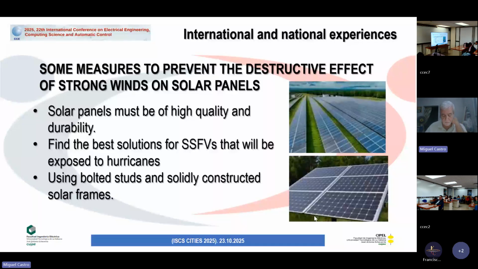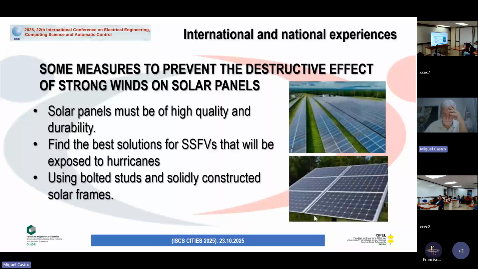In general, there are some measures that are considered important to prevent the destructive effect of strong wind on solar panels. Solar panels that can be subject to strong wind must be of high quality and durability. Installing a flexible solar panel system constructed from injection molded polymers and made from fiberglass reinforced nylon is a good solution for the PV field that will be exposed to hurricanes. Using bolted studs and solidly constructed solar frames allows the solar panel to withstand enormous uplift force.